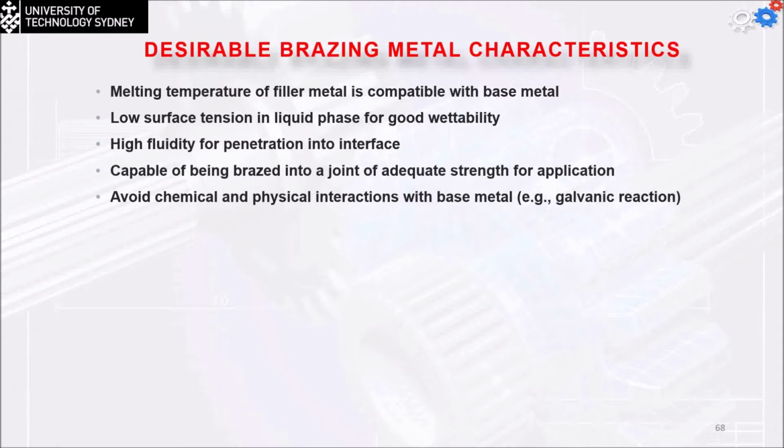The metal desirable for brazing: first, the melting temperature of the filler metal should be compatible with the base metal. We don't want the filler metal melting temperature to be higher than the base metal melting temperature. Low surface tension in the liquid phase for good wettability is desired, and high fluidity for penetration into the interface. It should be capable of being brazed into a joint of adequate strength for the application, and finally, avoid chemical and physical interaction with the base metal.